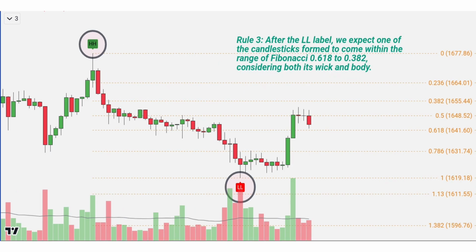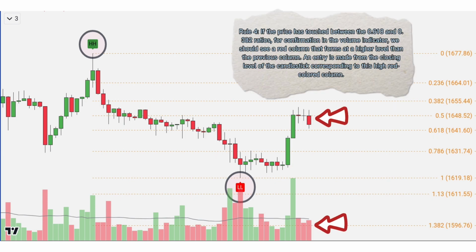Rule 3. After the LL label, we expect one of the candlesticks formed to come within the range of Fibonacci 0.618 to 0.382, considering both its wick and body. Rule 4. If the price has touched between the 0.618 and 0.382 ratios, for confirmation in the volume indicator, we should see a red column that forms at a higher level than the previous column. An entry is made from the closing level of the candlestick corresponding to this high red colored column.